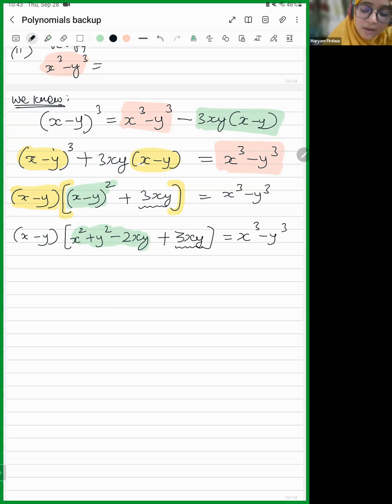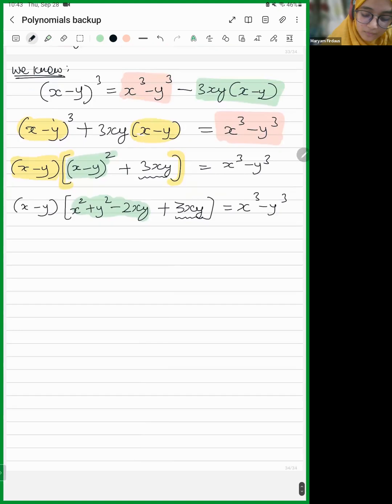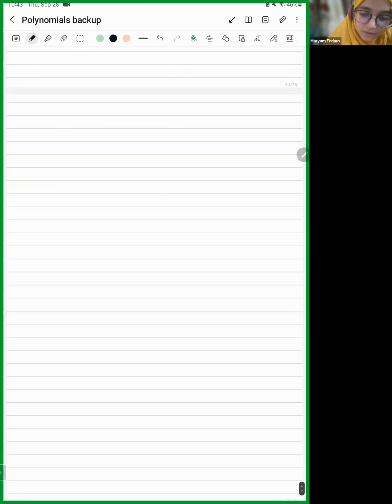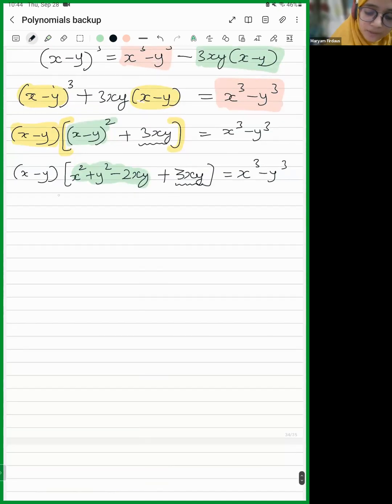Okay. Now just solve x cube minus y cube minus 3xy equals x minus y into x square plus y square. Oh, no. We can subtract the 2xy and the 3xy. That's what you have to do.